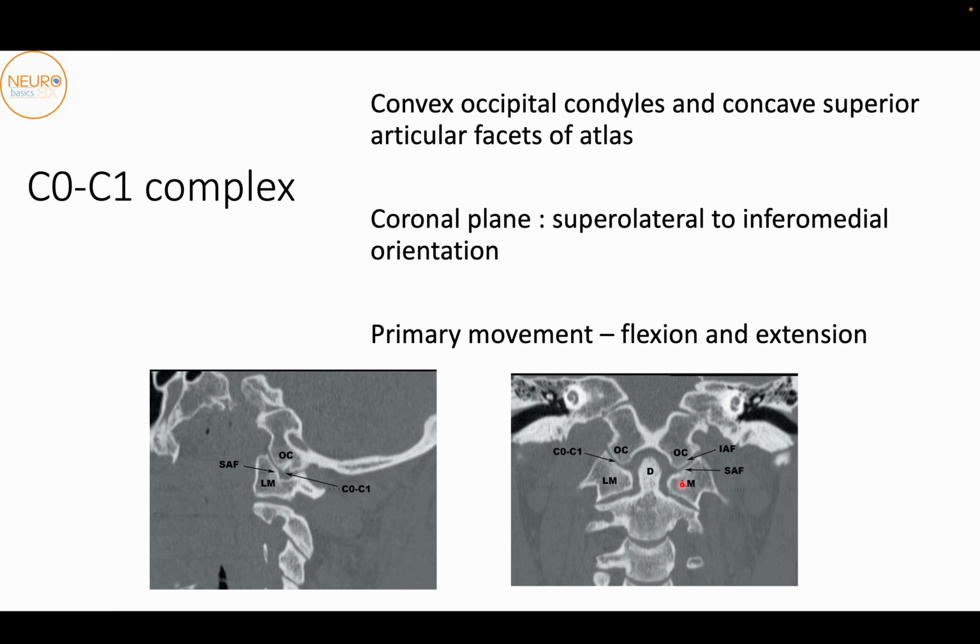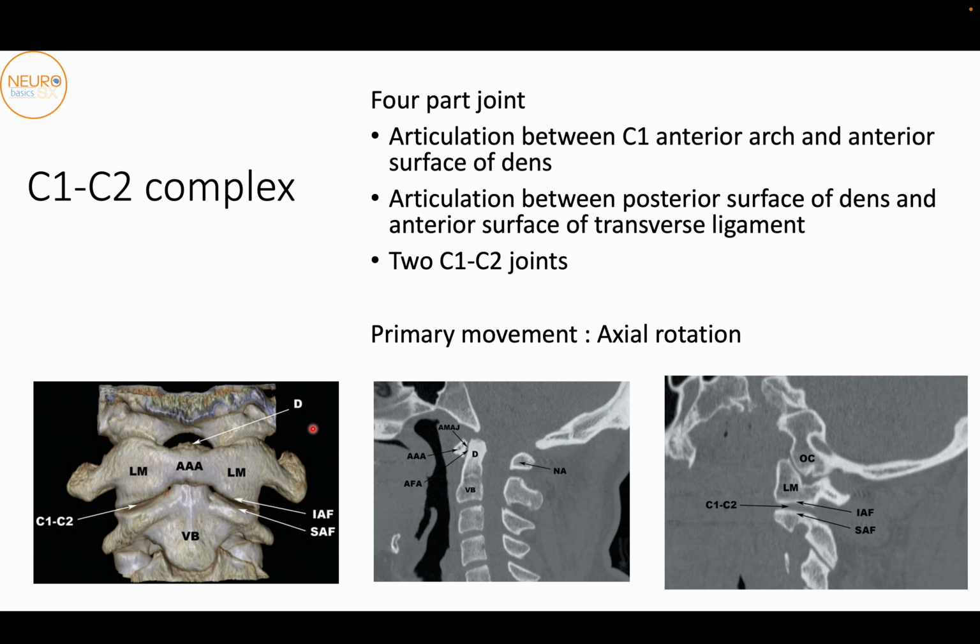Superior-laterally, whenever you look at these joints, they should slope downwards while coming from lateral to medial. Okay, so the orientation of the joints is such that they are located superior-lateral. On the lateral side, it's more superior, and on the medial side, it's more inferior. With the C0-C1 joint, the primary movement is flexion extension and it limits axial rotation.